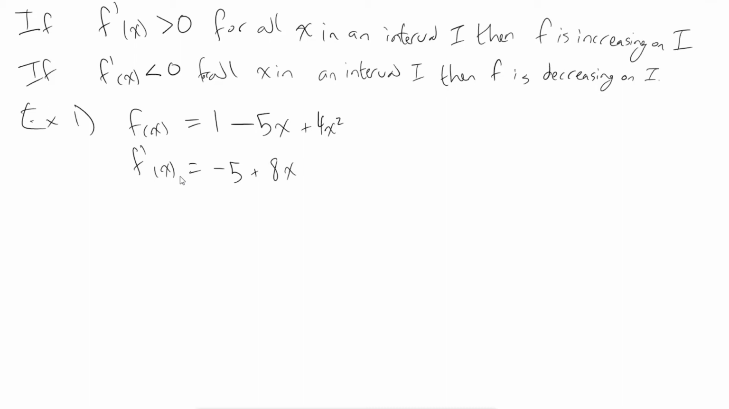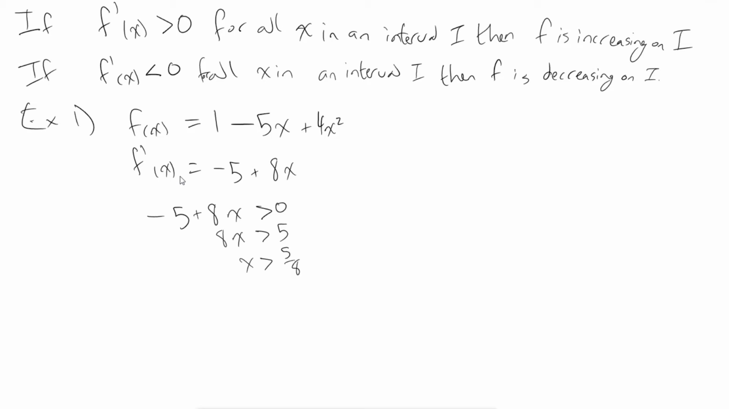Hopefully I haven't lost you. If I have, I apologize. So the function f will be increasing when my derivative, negative 5 plus 8x, is greater than 0. Add 5 to both sides. 8x is greater than 5. X is greater than 5/8, which we just found out.